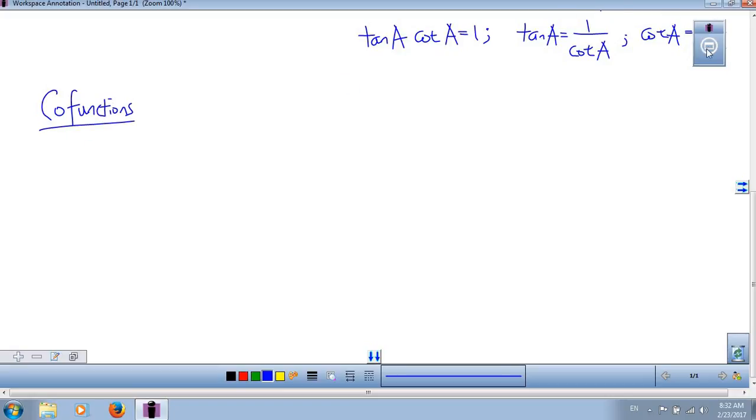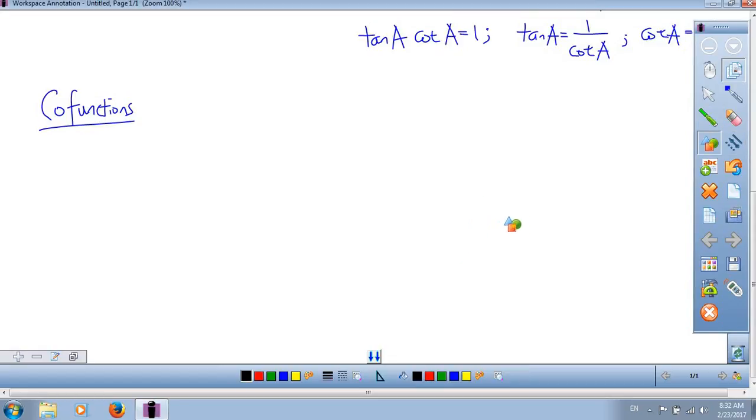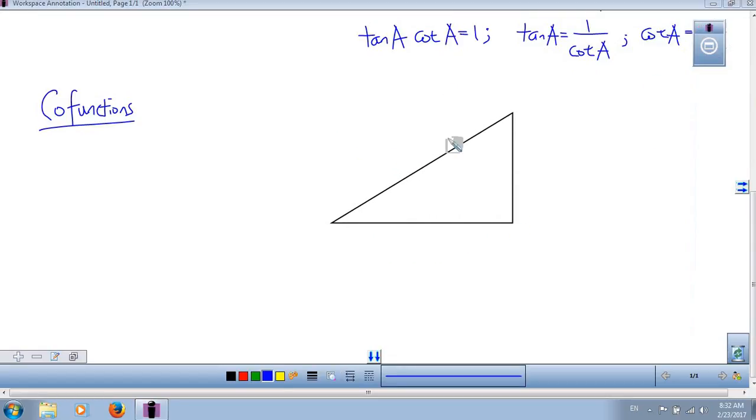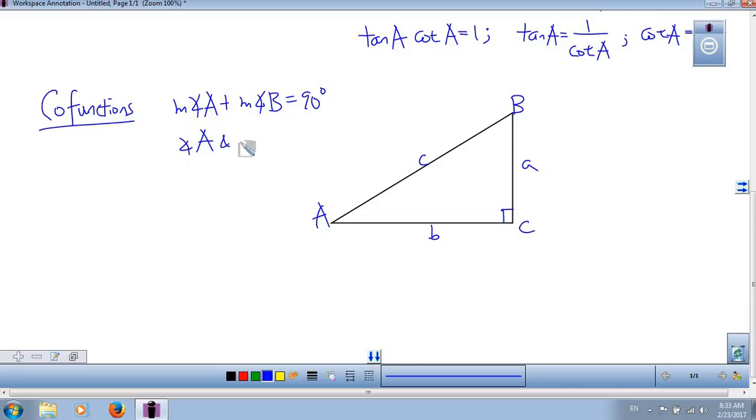Okay, cofunctions. The word cofunction means together. And there are three sets of cofunctions: sine and cosine, secant and cosecant, tangent and cotangent. They are called cofunctions. Well, let's examine the cofunctions. But first of all, again, let's remember angle A and angle B. The measurement of angle A plus the measurement of angle B is equal to 90 degrees. They are complementary. Again, complementary means they add up to 90 degrees.